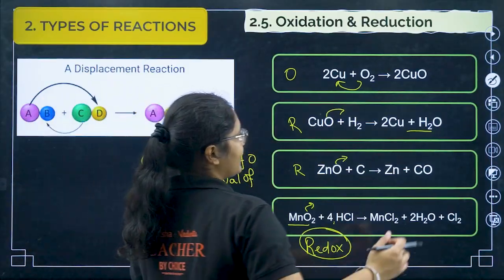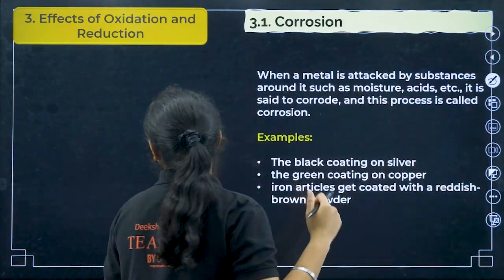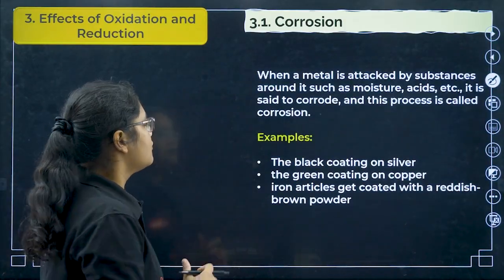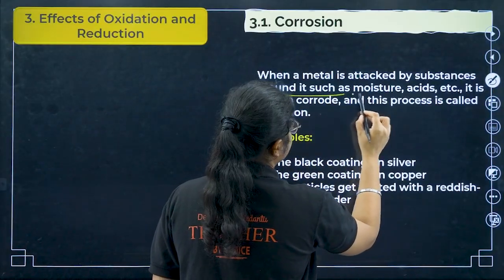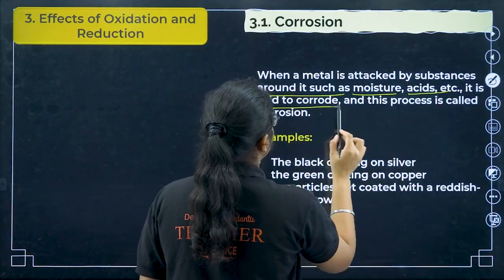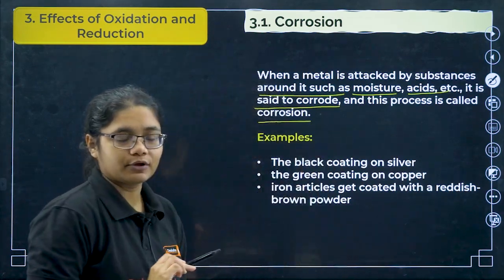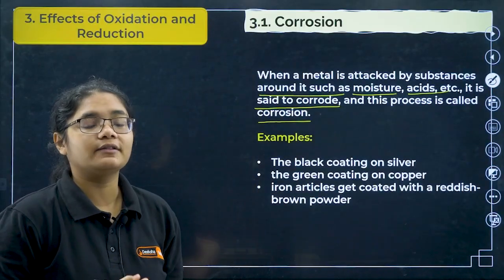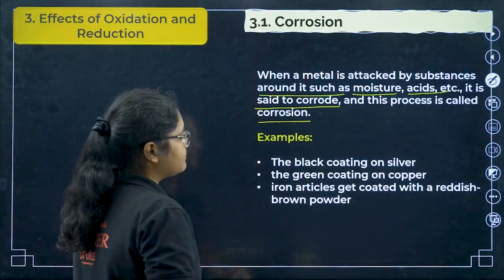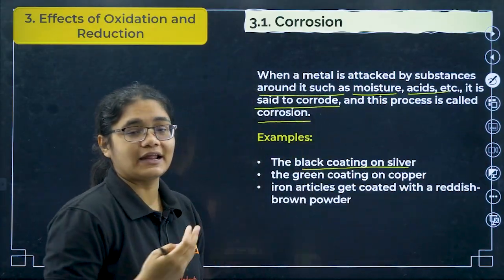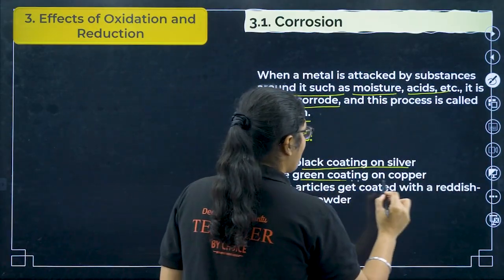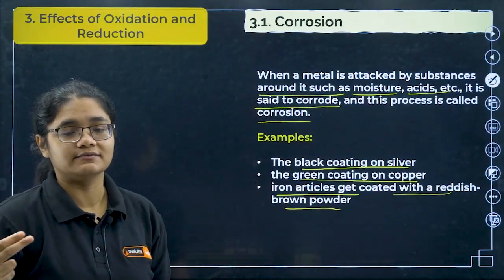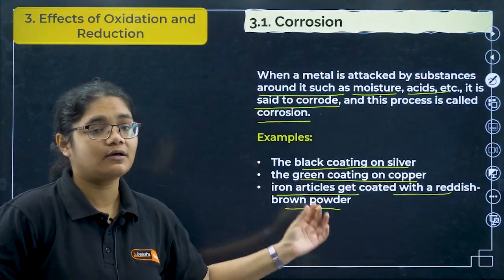Okay, moving to the next topic, corrosion, which is the effect of oxidation and reduction in our natural life. What is corrosion? When a metal is attacked by substances around it such as moisture, acids, etc., it is said to corrode, and the process is called corrosion. Examples are the black coating on silver, when silver reacts with oxygen. Green coating on copper, and iron articles get a reddish brown powder on themselves. Rusting of iron is a very common phenomenon we have all observed.